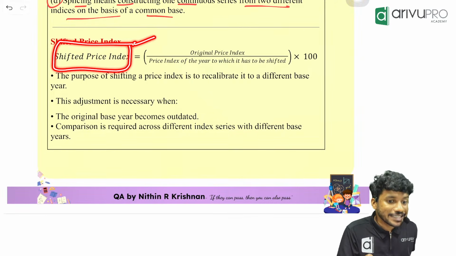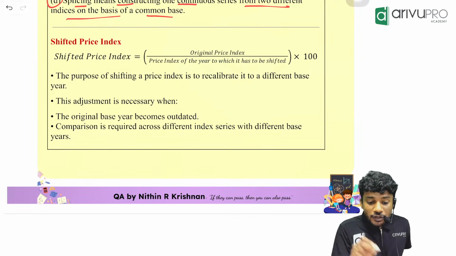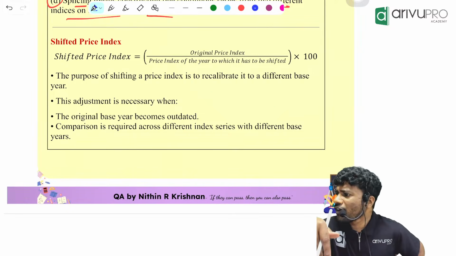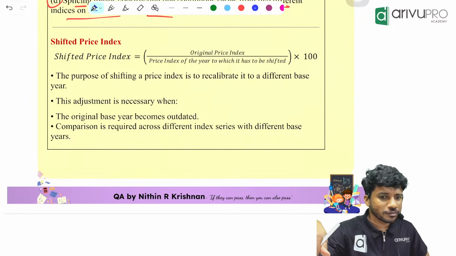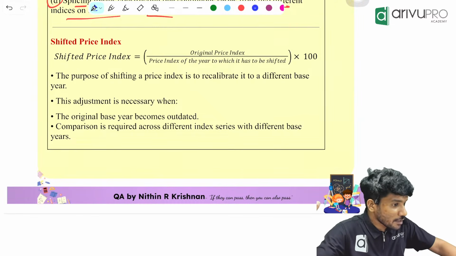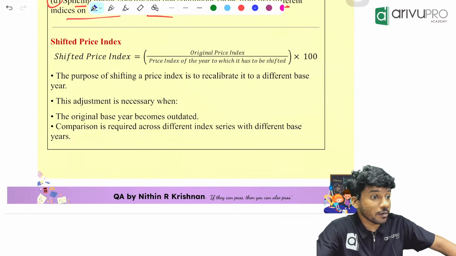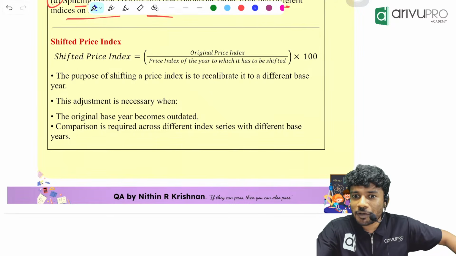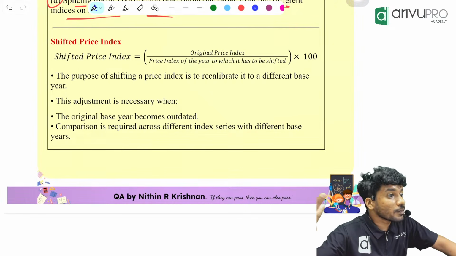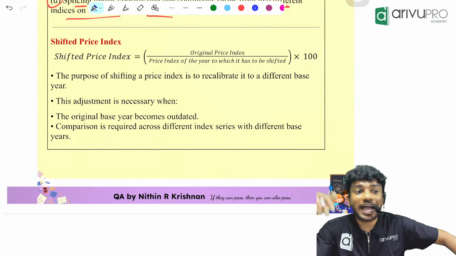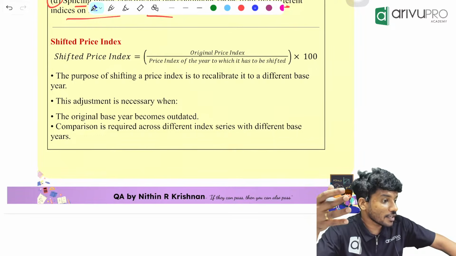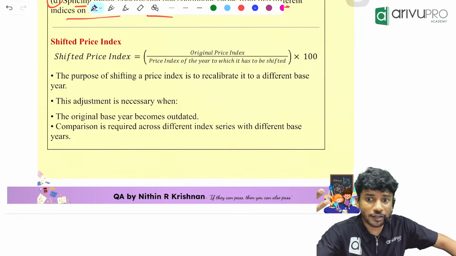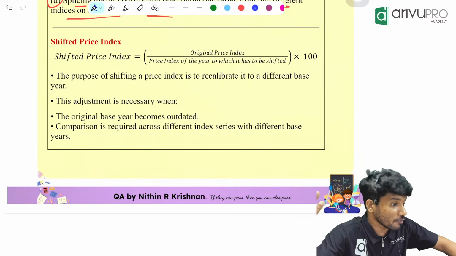Then I will get the shifted price index. Now, think about it. Is all the index from 1947 valid till now? No. Because many changes would have happened. New data would have come. New types of inventions would have come. Because of that, many index numbers from 1947 will not be valid currently. So we need to change that, right? We might change to 2000, we might change to 2020, or we might change to even 2025.